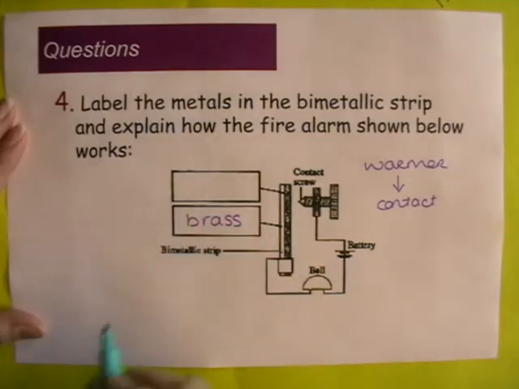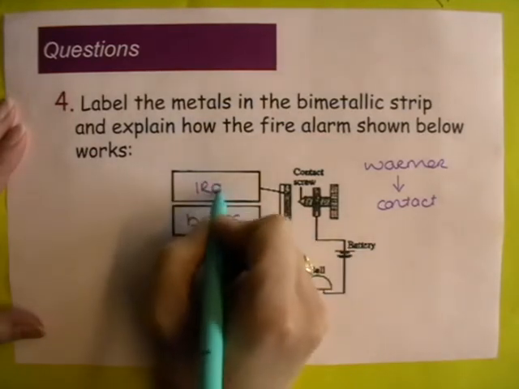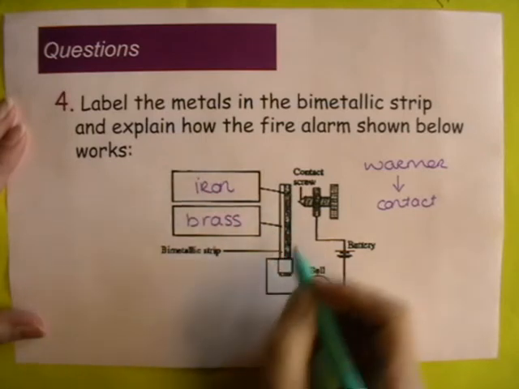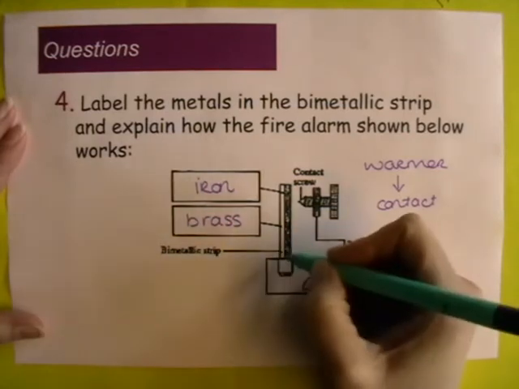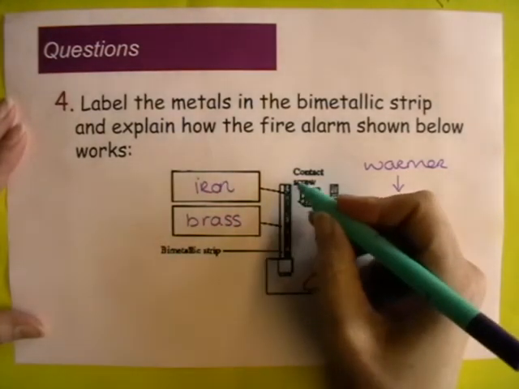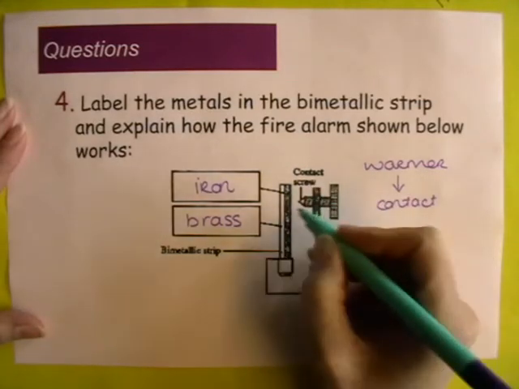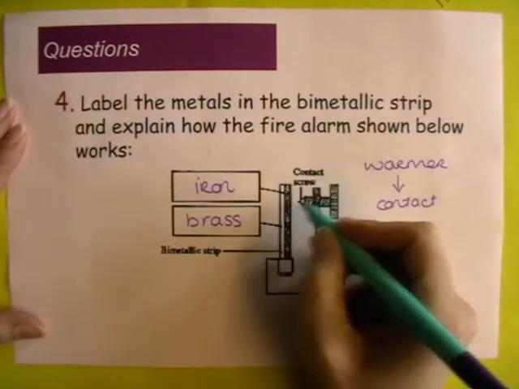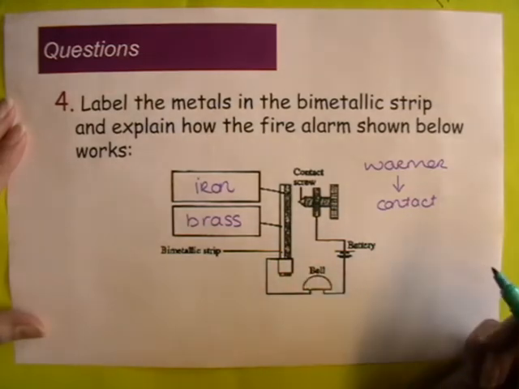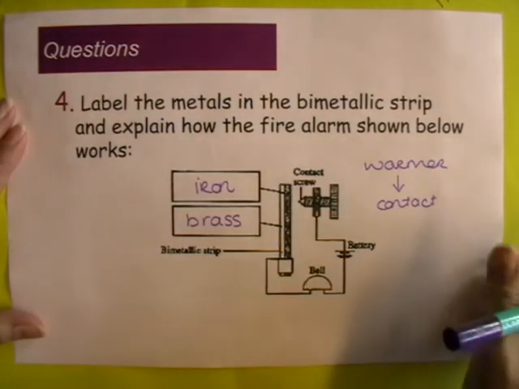Brass expands more than iron. So the brass is on the outside and the iron is on the inside. And as the brass expands more, it will bend it towards the contact screw, thus making contact with the circuit, which completes the circuit and rings the fire alarm bell.